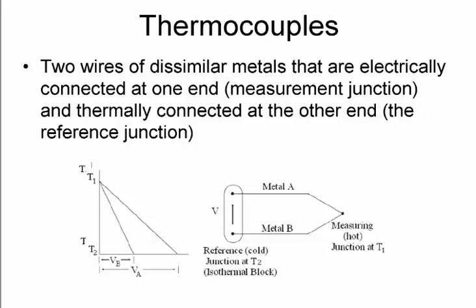So looking at the thermocouple, it's two wires of dissimilar metals that are electrically connected at one end. That's the measurement junction, and then firmly connected at the other end, which is the reference junction. So what happens is that if those two metals are exposed to the same temperature, there will be a voltage difference, and that voltage difference will then tell us what the temperature is.